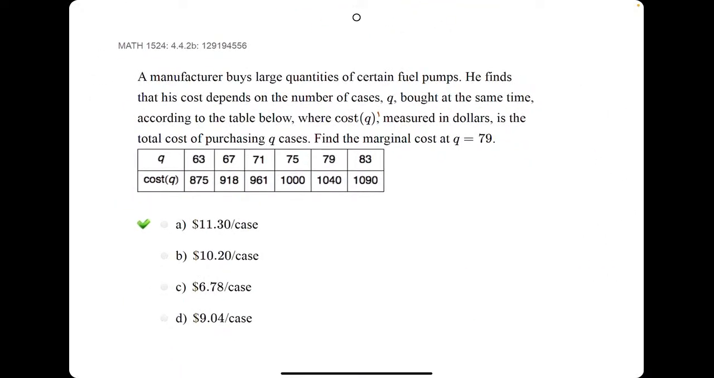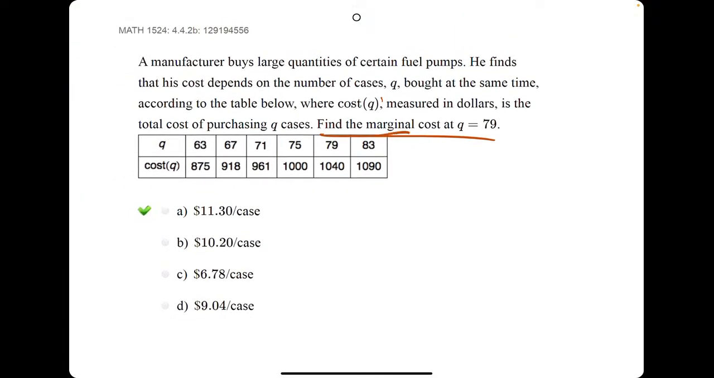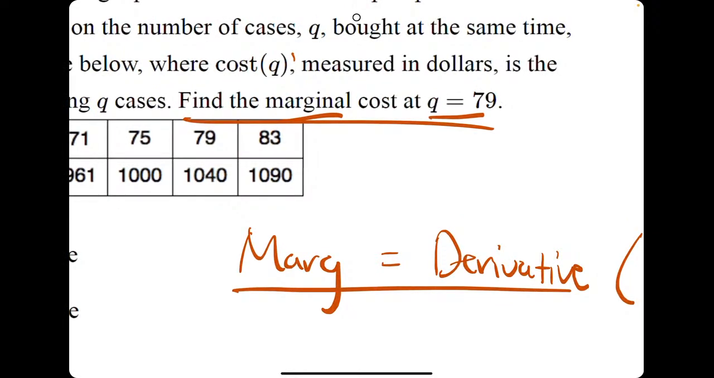All right, let's jump to this one. I usually look at the last question first, or what they're asking for, in order to guide the process. Find the marginal cost at 79. Big tidbit here: whenever you see marginal in this business calc course, it usually means find the derivative. In other words, the rate of change of whatever they're talking about. Marginal cost would mean estimating the derivative of cost at 79.